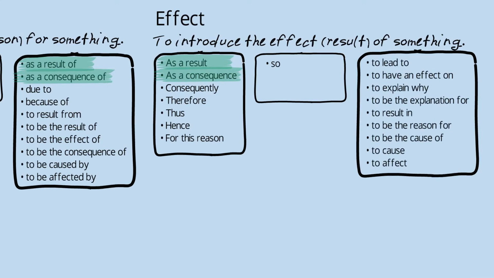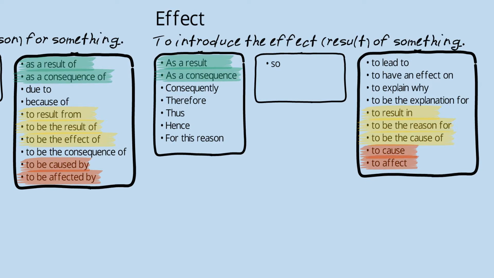Again, you can see that many of the cause transitions are similar to the effect transitions. To result from introduces a cause, to result in introduces the effect. To be the result of is followed by the cause, to be the reason for is followed by the effect. To be the effect of, followed by cause, to be the cause of, followed by effect. To be caused by, to be affected by, introduces the cause, while to cause or to affect introduces the effect.